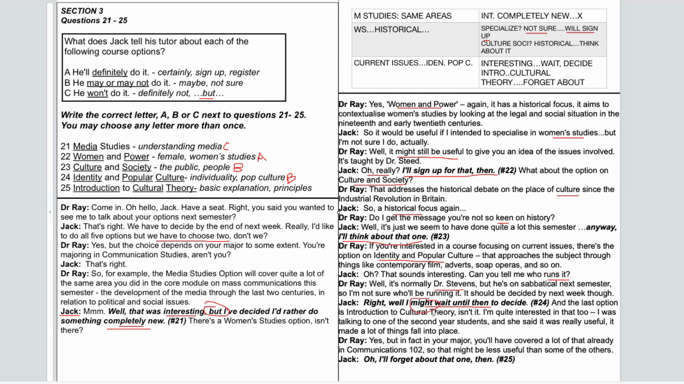Might is another great synonym for may or may not. So that is an excellent clue as well. All right, the last one, number 25, Introduction to Cultural Theory. Here we go, Introduction to Cultural Theory.